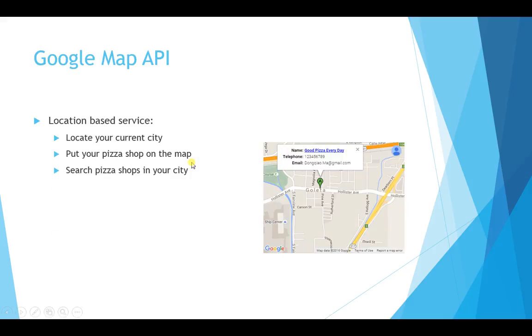In the project, Google Map API is used to locate customer and pizza shop positions. Pizza shops can put their shop on the map, and a customer can search pizza shops in their city.